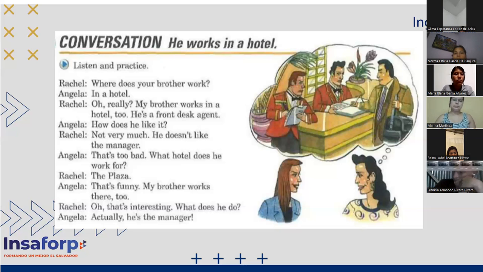Now make a question to someone else. Hágale una pregunta a uno de sus compañeros acerca del trabajo. Where do you work, for example? What do you do? Where do you work? Franklin. Franklin, Armando, do you work?